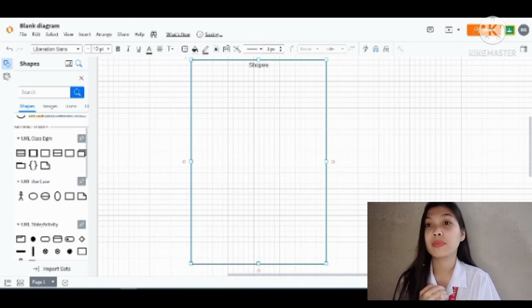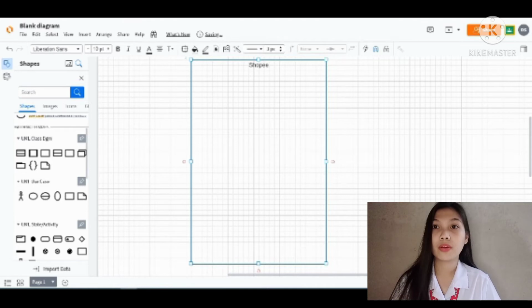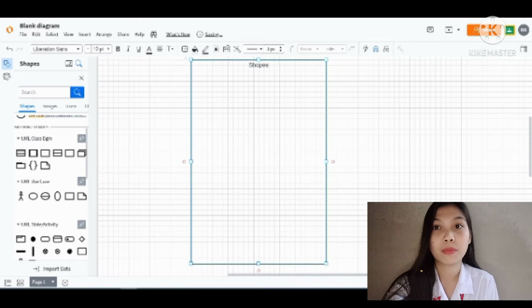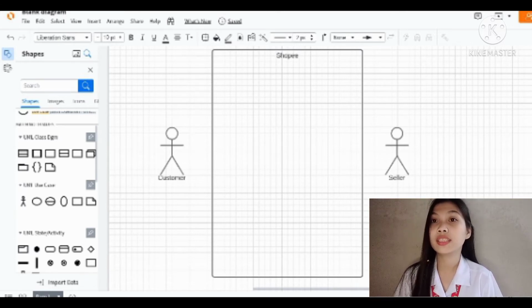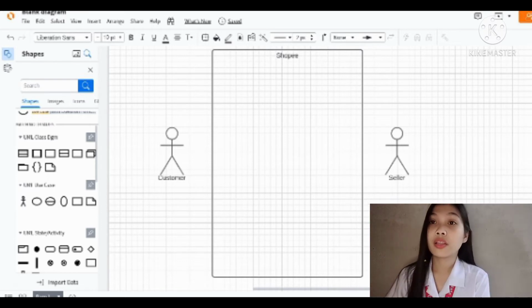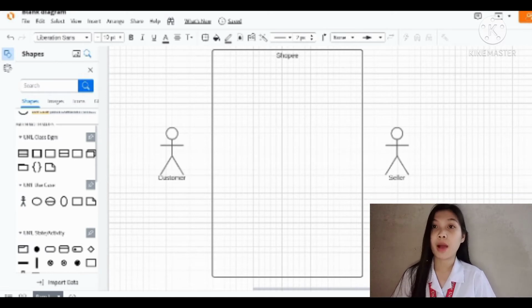First, our system. Our system can be represented by a rectangle, which we will name the Shopee app, or Shopee. An actor is someone or something that uses our system to achieve a goal. The actors in this Shopee are the customer and the seller. The customer is the person who will use our Shopee app, while the seller is the person who will provide information to feed our Shopee app.